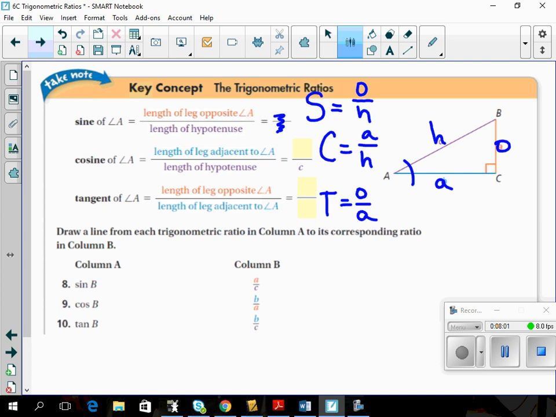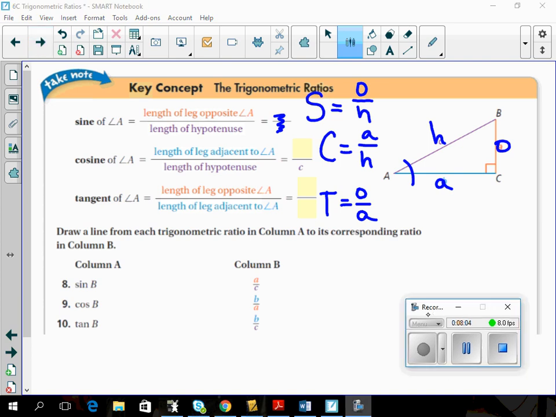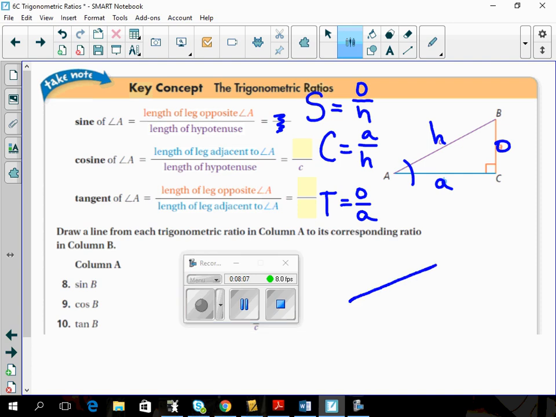What if I changed this and I changed it to be angle B? So here's angle B. We have to relabel the sides in terms of the opposite, the adjacent, and the hypotenuse. When you look at angle A, isn't this side the opposite side of the angle? That's why I labeled it with an O. Isn't this side the adjacent side? Adjacent to angle A? That's why it is labeled the A. And then the hypotenuse doesn't change. Do you agree with that?